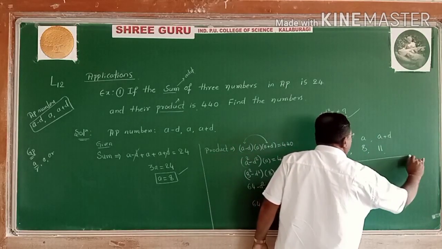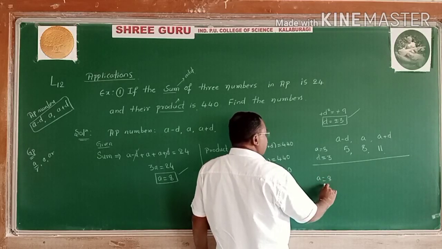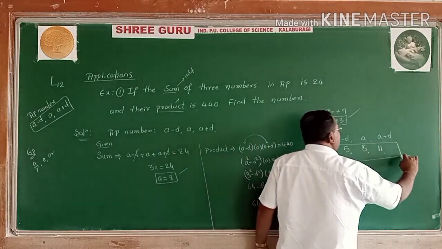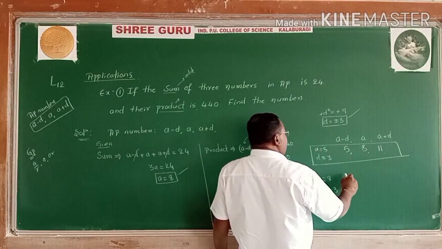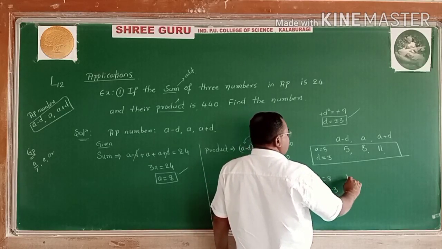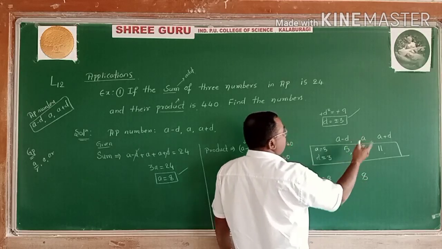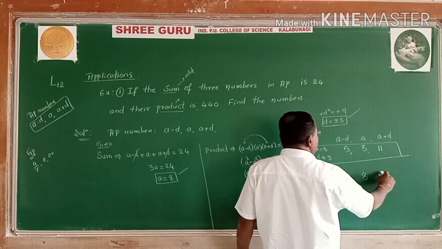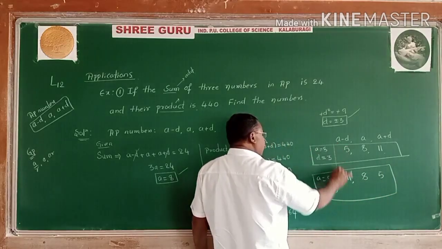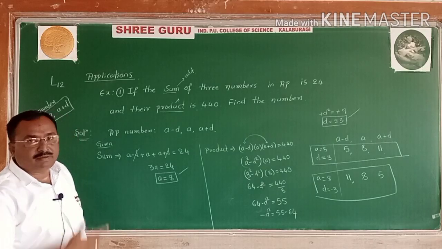Another one: take A equal to 8, D equal to minus 3. One more is there, that is A minus D, that is 8 minus minus 3, plus, 11. Next 8. 8 minus 3 is what? 5. So the terms are of this type: the terms in the form of 5, 8, 11, and 11, 8, 5.